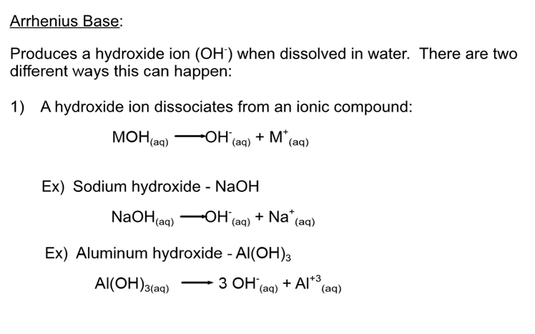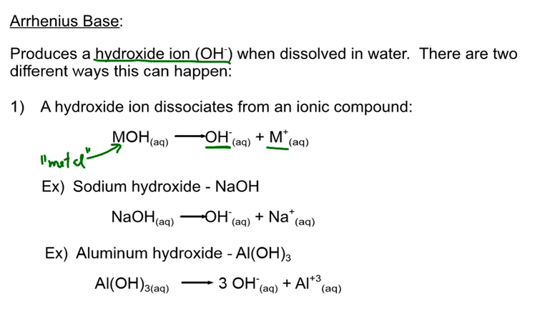All right, second definition is a base, okay? So a base is defined as anything that produces a hydroxide ion, OH-, when it's dissolved in water. So there are two different ways that this can happen. First is that the hydroxide ion dissociates from an ionic compound. So here, this M stands for metal, so any metal, like sodium or calcium or beryllium, any of those bonded to a hydroxide ion will dissociate into the hydroxide ion and the positive metal ion that's left over.